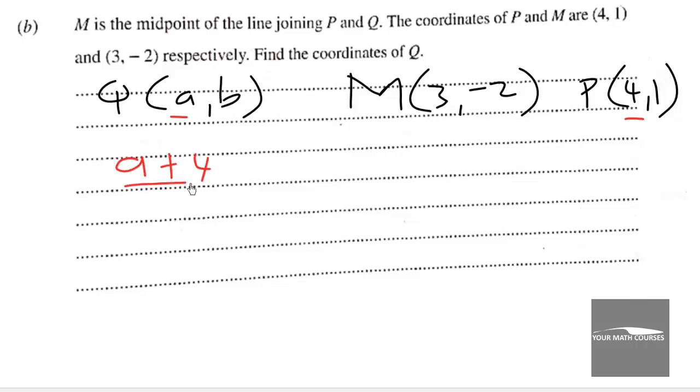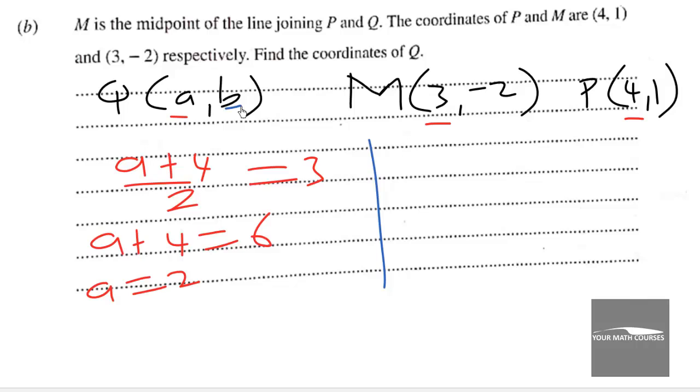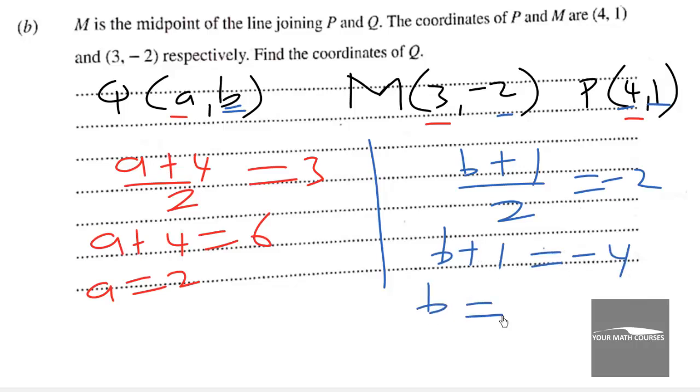a plus 4 divided by 2, you should get 3, which is the midpoint. So a plus 4 will be equal to 2 times 3, which is 6. So a will be equal to 6 minus 4, which is 2. Then, in a similar way, when you add this and this and divide by 2, you should get negative 2. So b plus 1 will be equal to 2 times negative 2, which is negative 4. And b will be equal to negative 4 minus 1, which is negative 5.